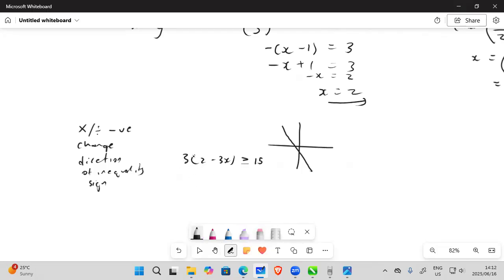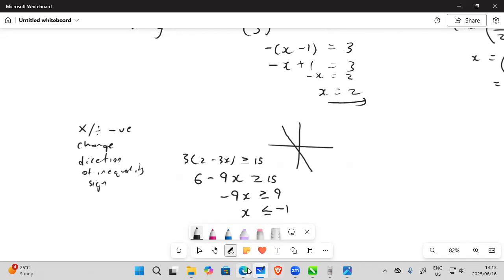I'm adding instead of multiplying. So this will be 3 times 2 is 6 minus 9x greater than or equal to 15. And so minus 9x is greater than or equal to 15 minus 6, which is 9. Therefore, x must be less than... see, now we're dividing by a negative, so we change the direction of the inequality sign, and 9 over minus 9 is minus 1.